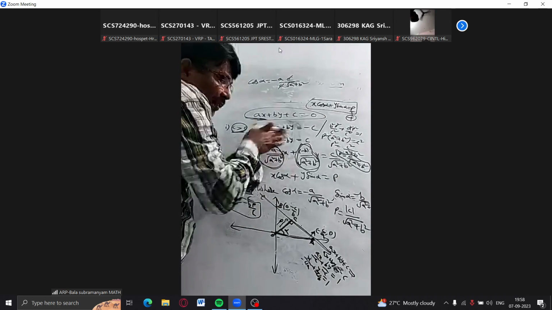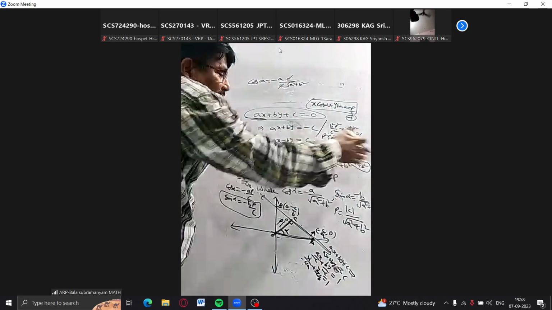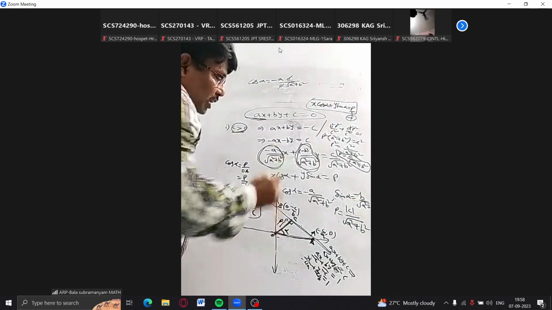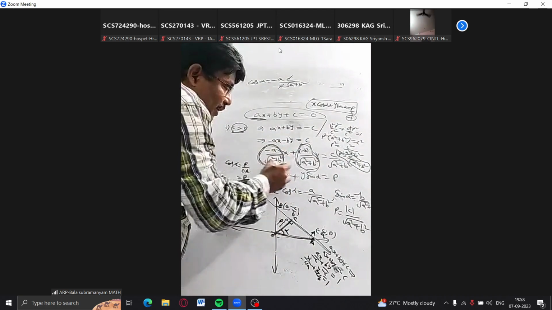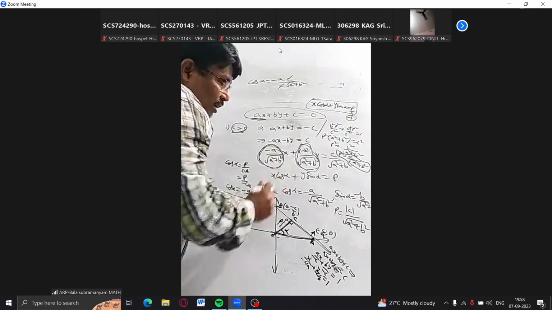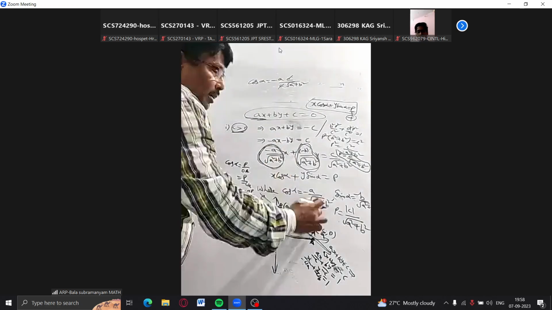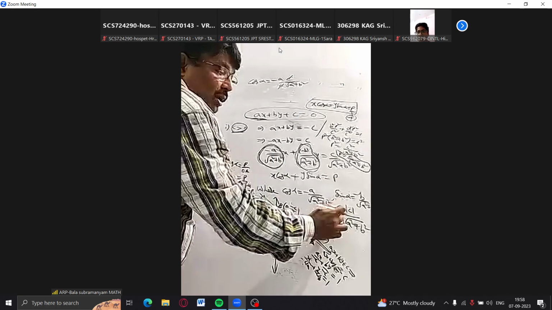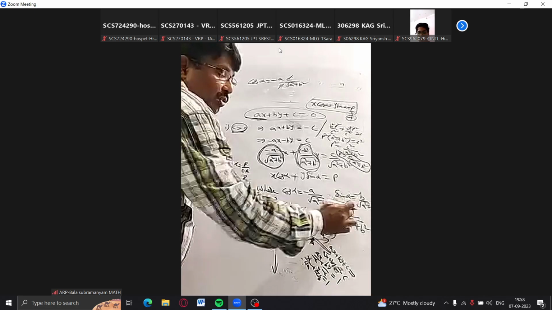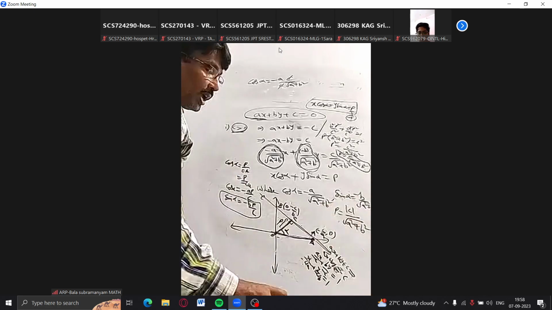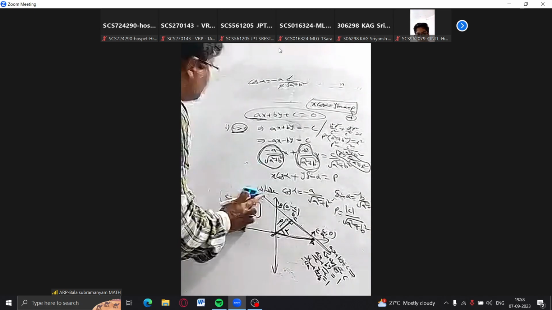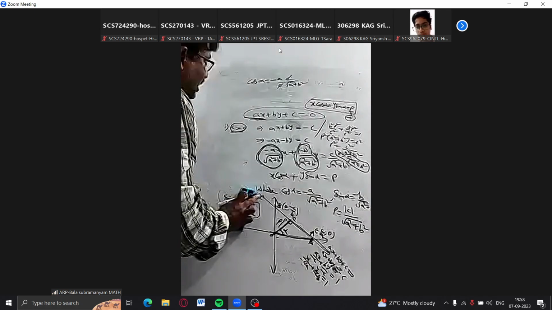So this can be converted into normal form. That's why we divide by root of A square plus B square on both sides. So here cos alpha is minus A by root of A square plus B square, and sin alpha is minus B by root of A square plus B square. Next, P is the distance from origin to the line. This is about normal form when C is greater than 0.